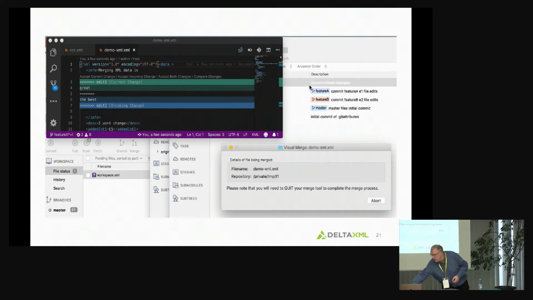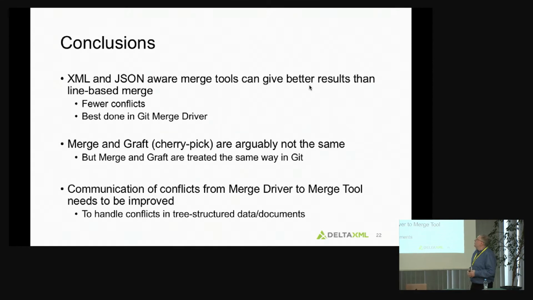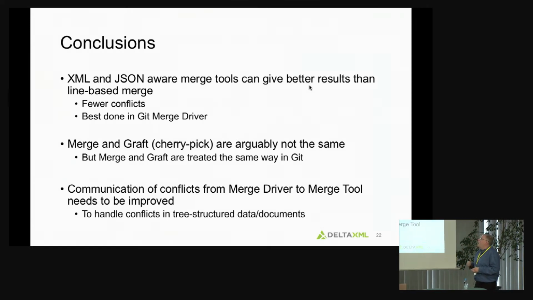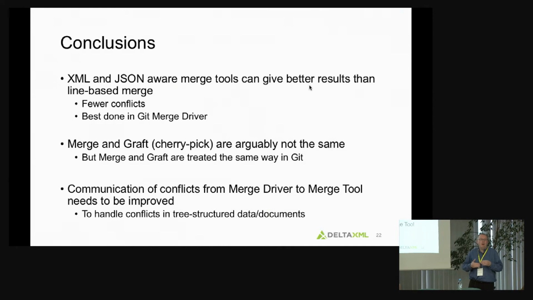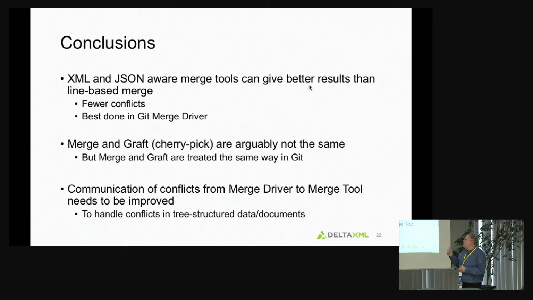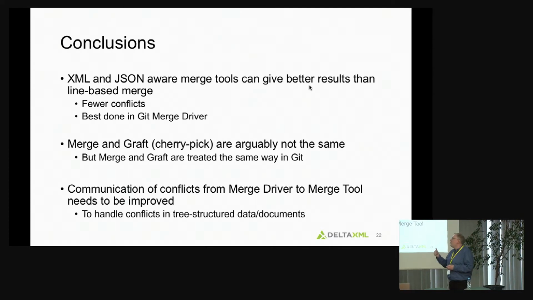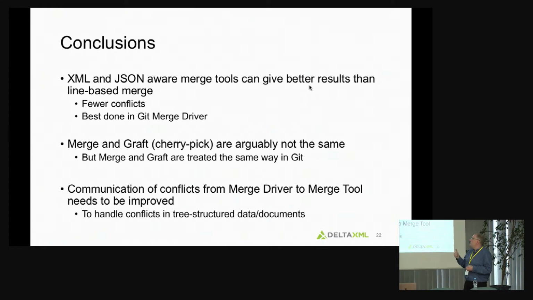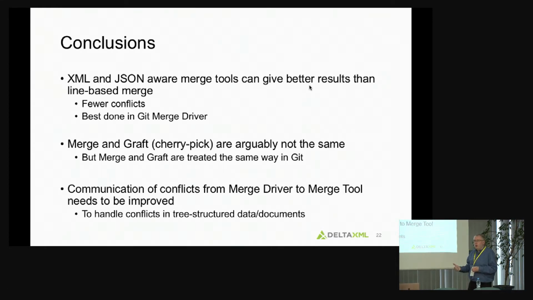So, quickly looking at our conclusions. We see the benefit of putting better intelligence into the merge process, and we believe we can get fewer conflicts. We're beginning to measure that, so we've got experiments in place where we can replay lots of merges and measure and improve this. We believe that the merge algorithms are best done in the merge driver, but it could also be done in the merge tool, or we believe that we can improve the formatting.